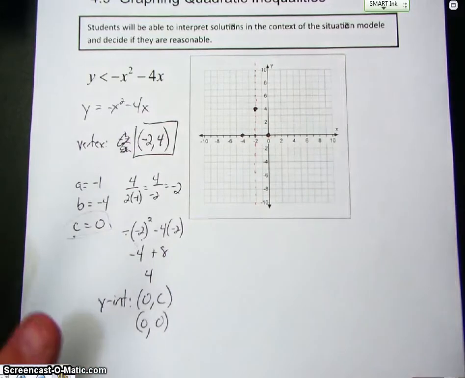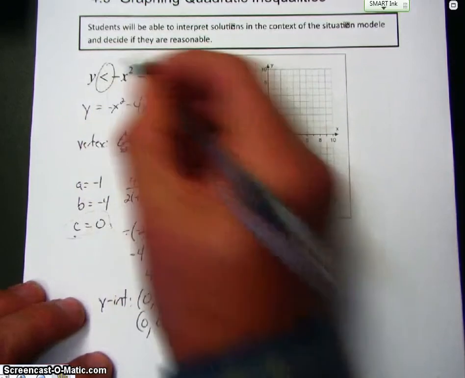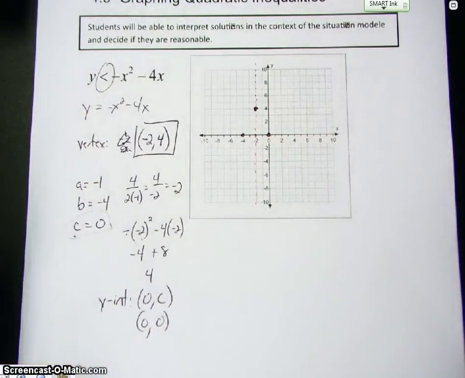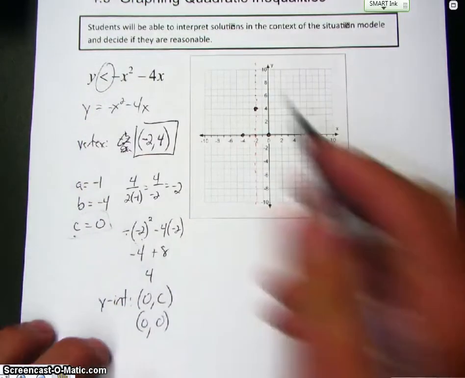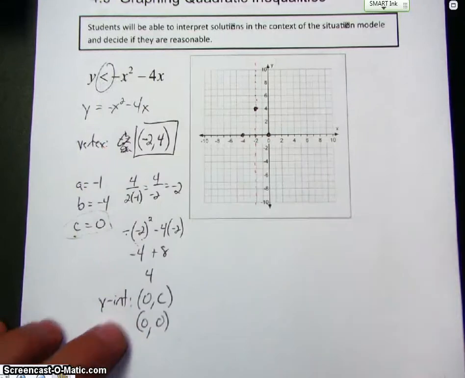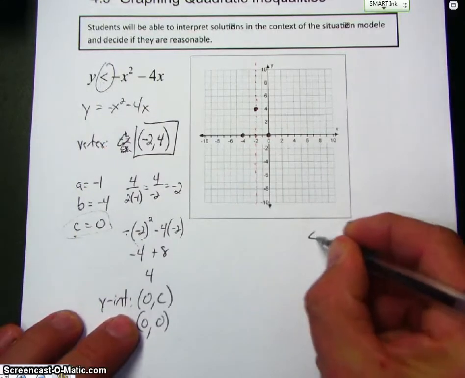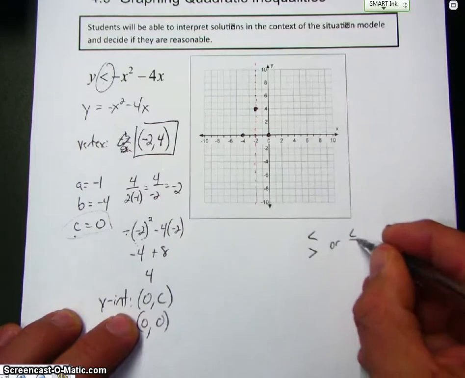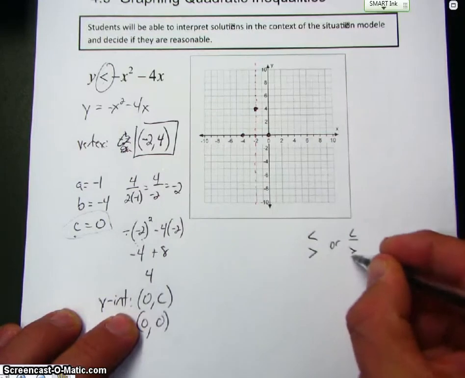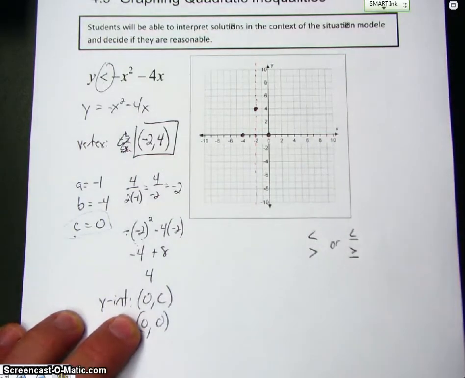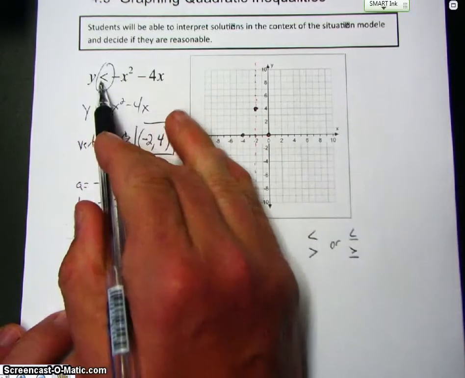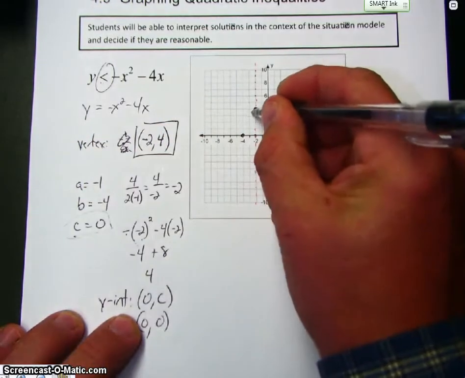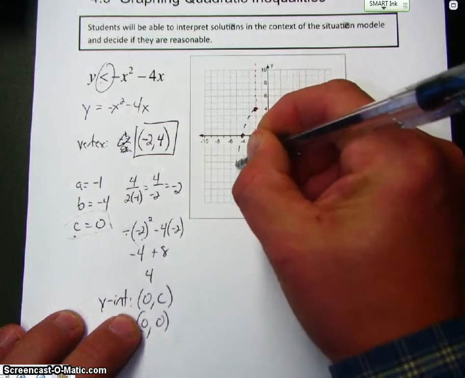Now, that right there stays the same. Now, this is where, since it's an inequality, things get a little different. All right? So, first of all, you look at the inequality. Is it just less than, greater than, or is it less than or equal to, or greater than or equal to? In other words, does it have equal with the inequality or not? This it does not, so that means I make a dashed curve.